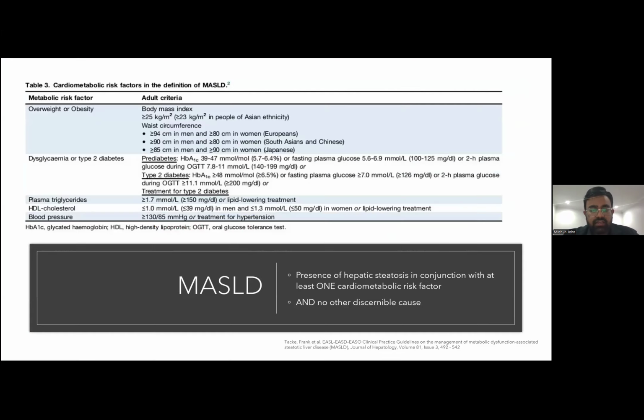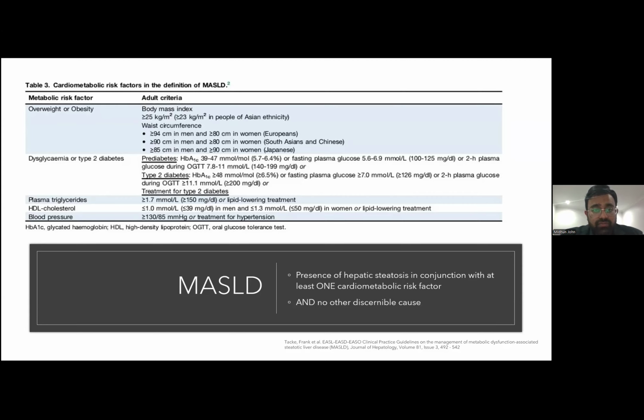So the definition essentially is the presence of hepatic steatosis in conjunction with at least one cardiometabolic risk factor, as well as no other discernible cause for the liver disease. Now, this table essentially summarizes our cardiometabolic risk factors and almost has similarity to our metabolic syndrome sort of definition. So it involves five main domains. The one is obesity and overweight. So for overweight, more than a BMI of 25 kilograms per meter squared, and that is for non-Asian ethnicity, whereas for Asian ethnicity, it's more than 23.